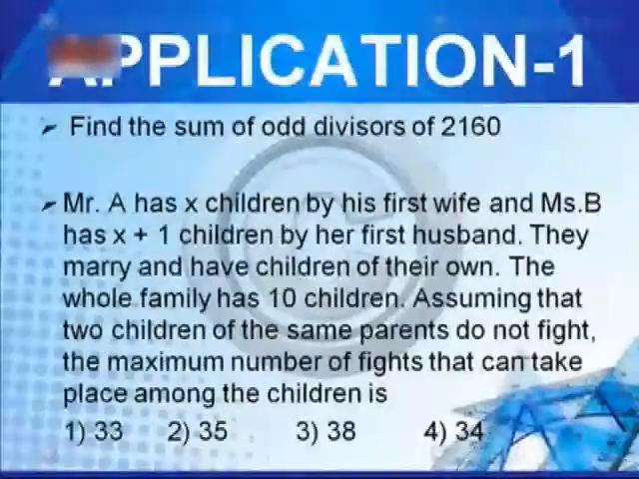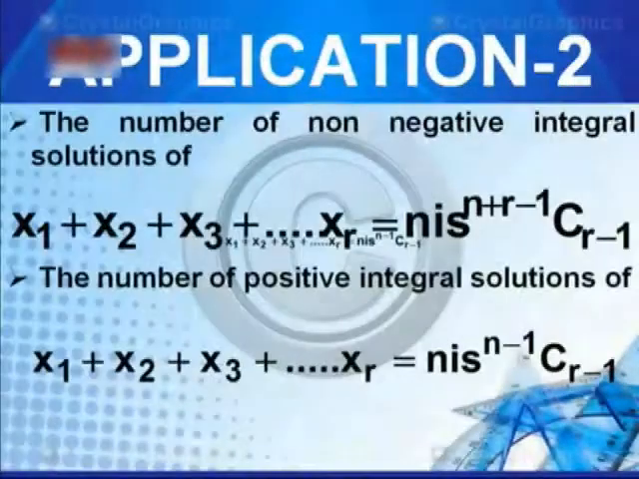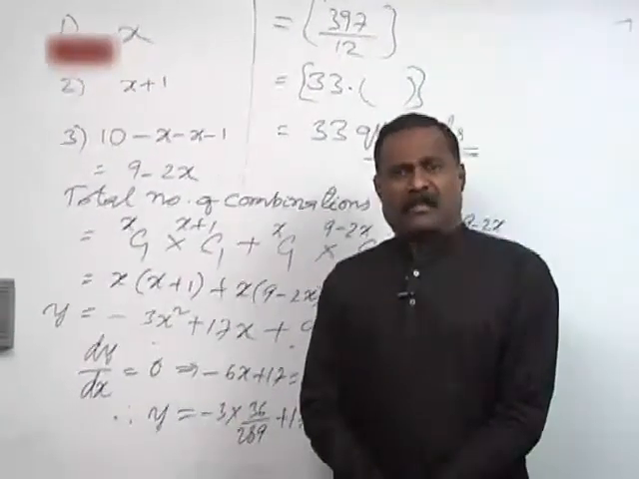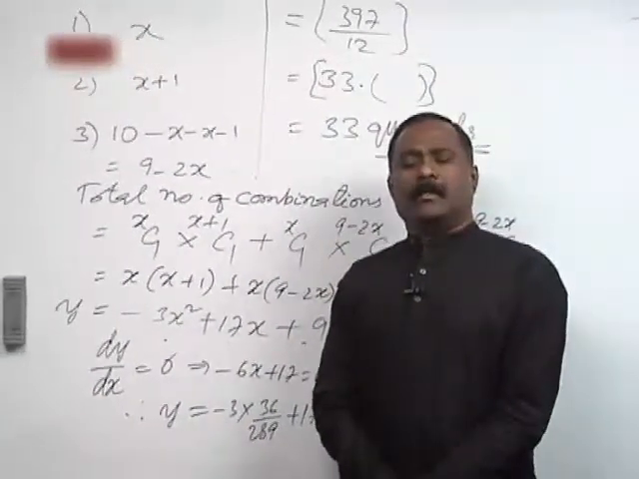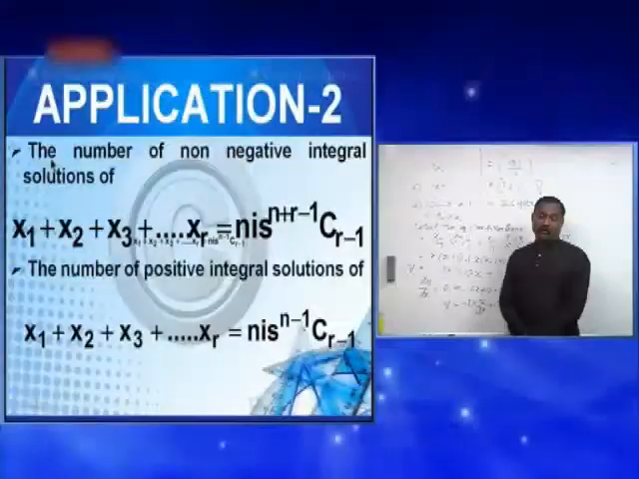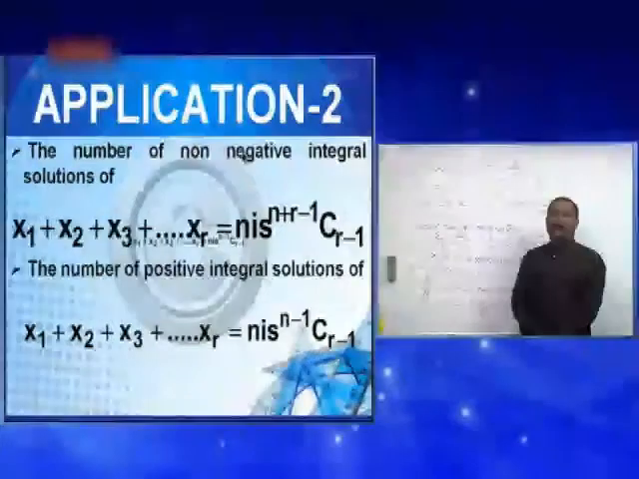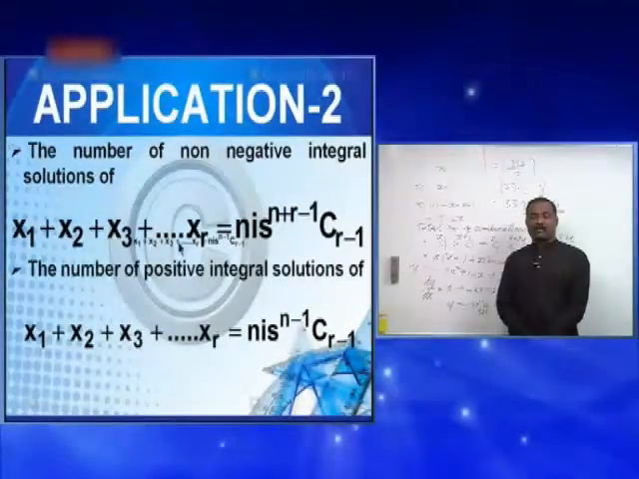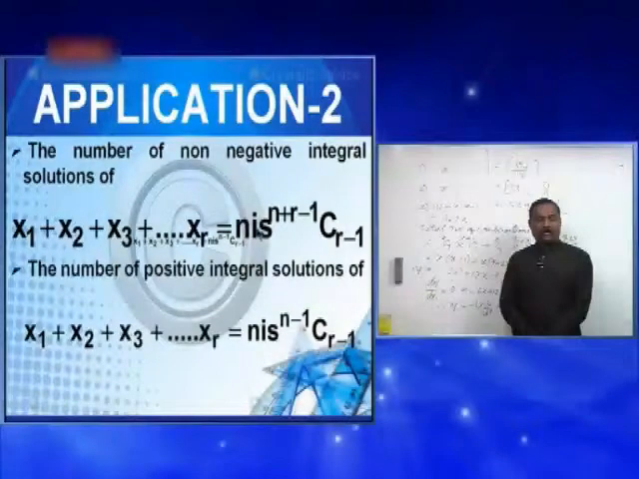Now let's go to application 2, which is a very important part of combinations. Here, understand carefully, the number of non-negative integral solutions of x1 plus x2 plus x3 plus so on plus xr is equal to n is n plus r minus 1 c r minus 1.